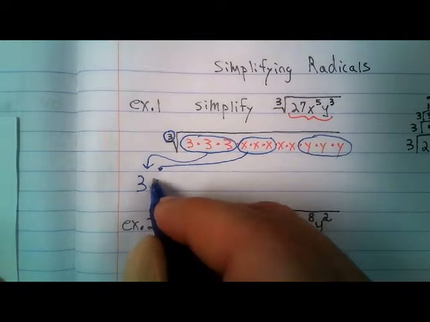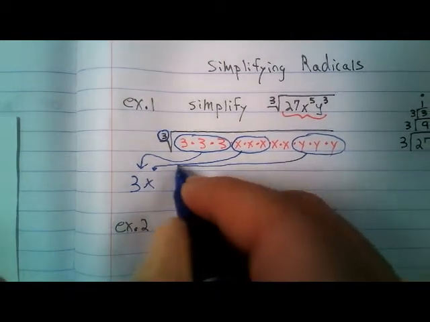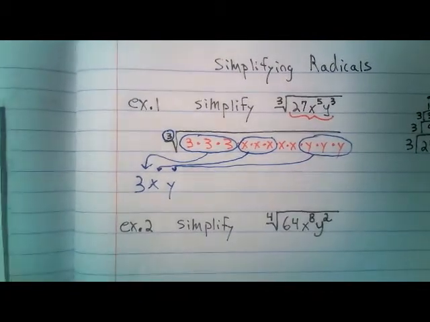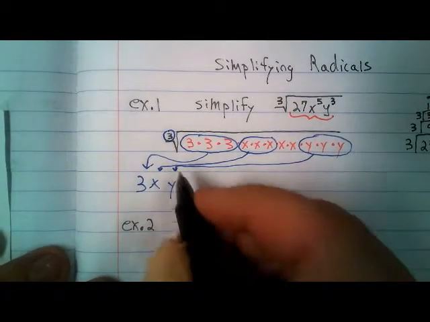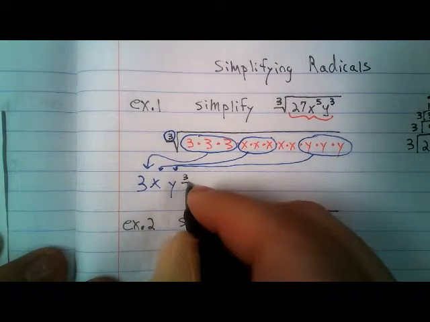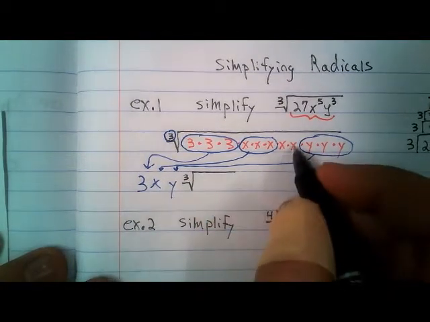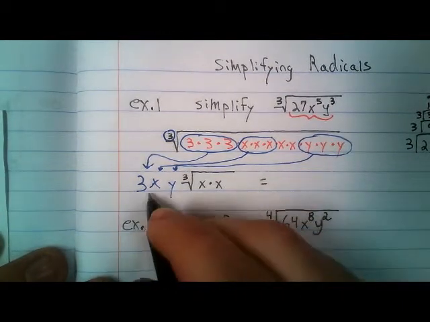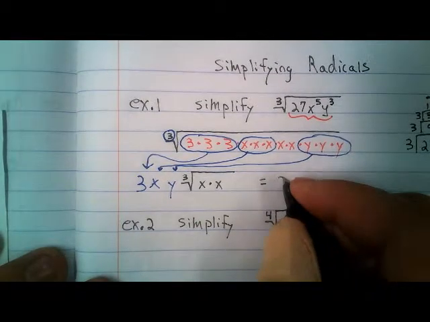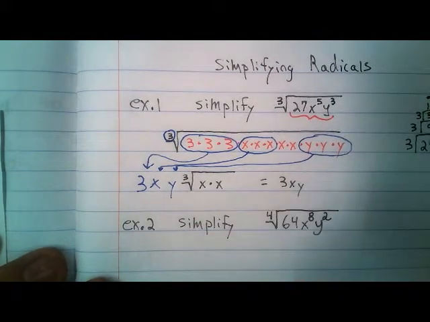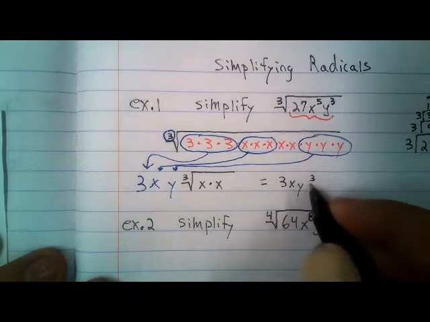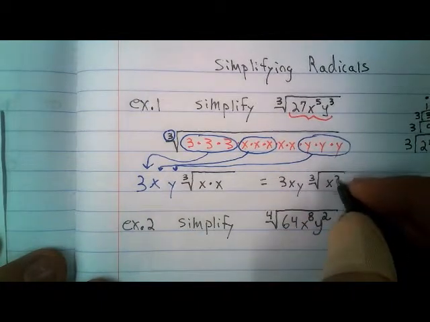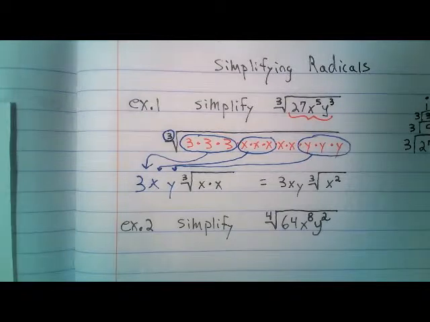I'm pulling out an x. I'm pulling out a y. Now, what do I have left inside of the radical symbol? Well, I still have the cube root of x times x. And this would be, can I write my final answer, 3xy, and then what I have left over is the cube root of, and I'm going to rewrite this as x squared. Okay, so there's my final answer.